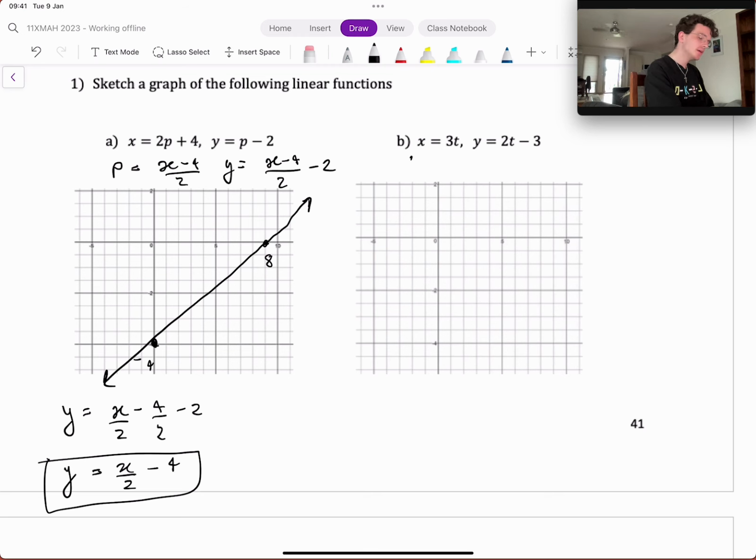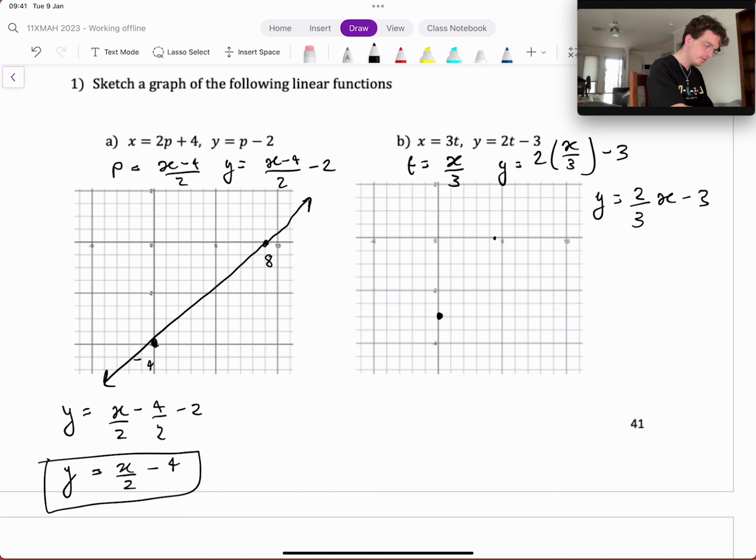Same idea here. t is going to equal x over 3. So y is equal to 2 times x on 3 minus 3, which is y is equal to 2 on 3 x minus 3. That's just a straight line. Intercept at minus 3, and then we're going to have 4.5 as our x-intercept. Again, have a go at pausing the video and finding the x-intercept if you can't do it as quickly as I just did.